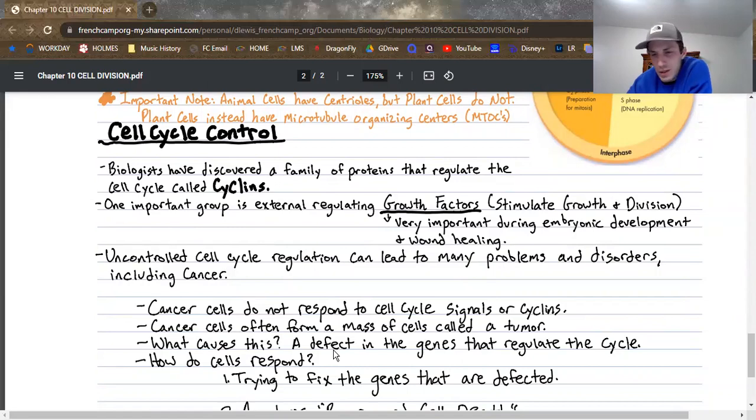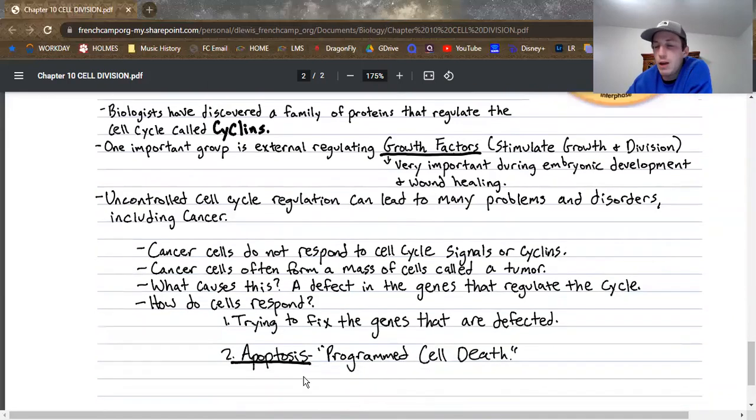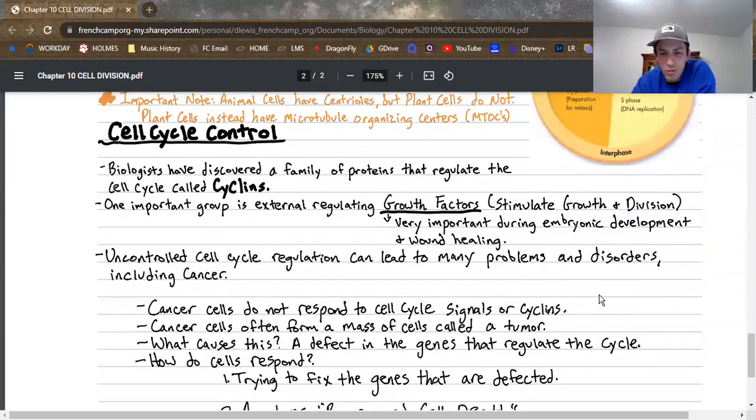What causes this? A defect in the genes that regulate the cycle. And how do your cells respond? Well, one, you try to go fix that in the G0 phase. But if you can't fix the cell at that point, the next best thing is apoptosis, which is programmed cell death. Basically, the cell gets put to death to prevent it from growing and dividing more. That keeps that cell from spreading misinformation to other new cells. It's just a way that your body helps to protect itself and maintain homeostasis. And so that is the notes.